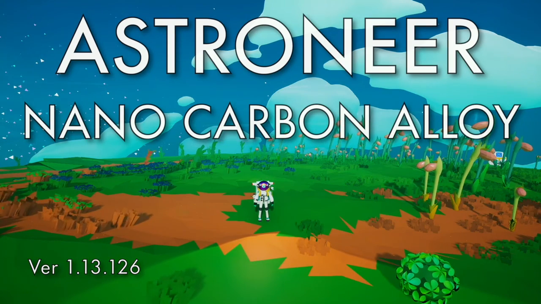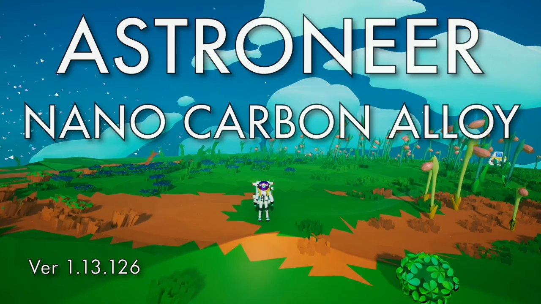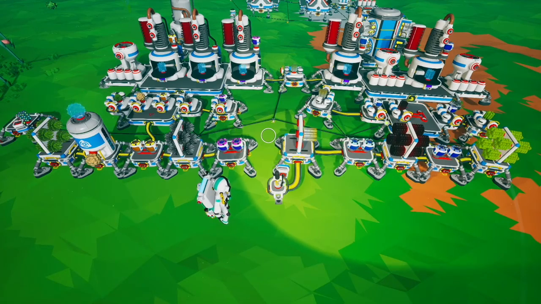Hello, this is an Astroneer tutorial on how to automate Nano Carbon Alloy production. This is my attempt at a fully automatic Nano Carbon Alloy production line. So let's start with the basics of how you make Nano Carbon Alloy.